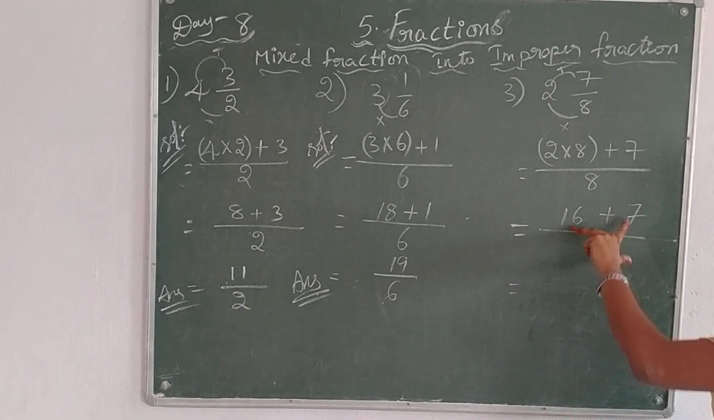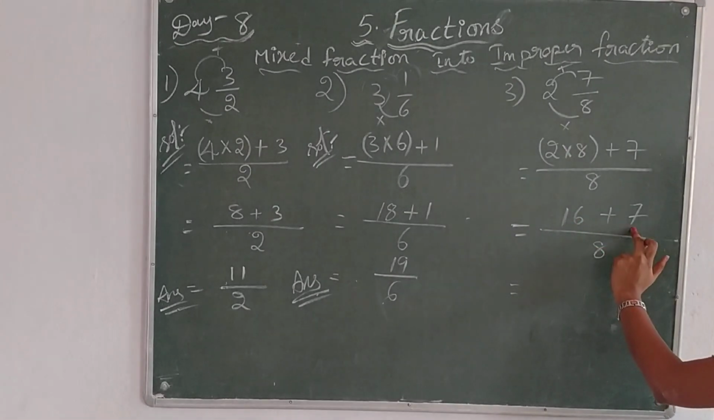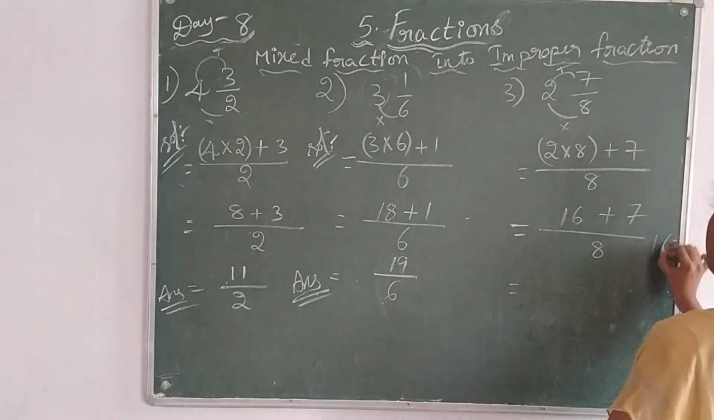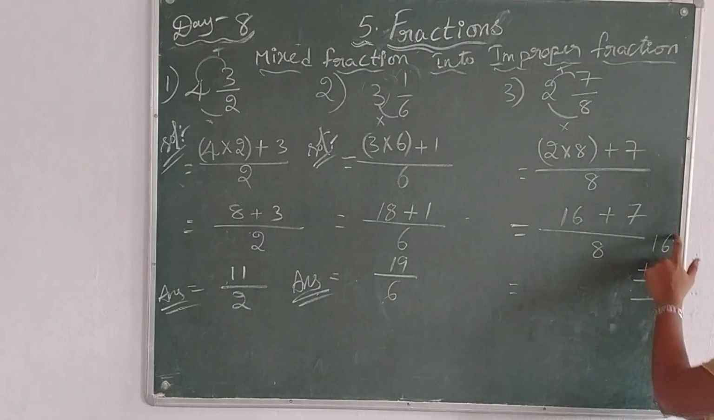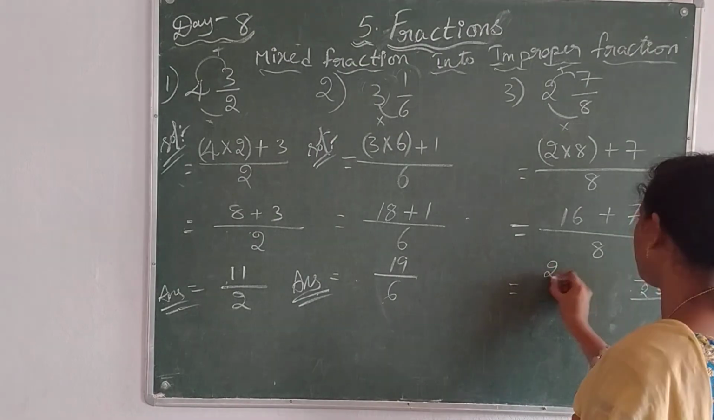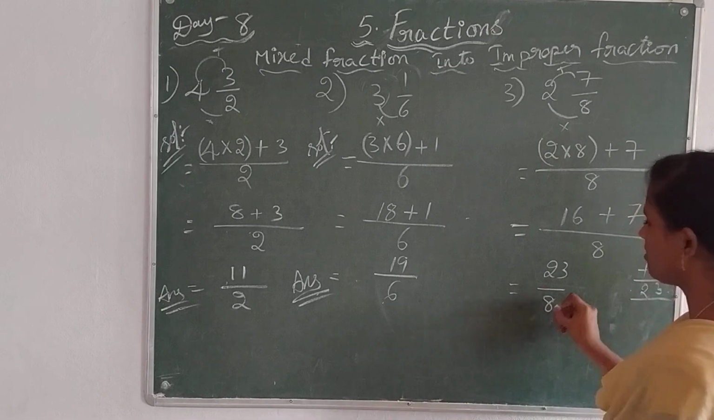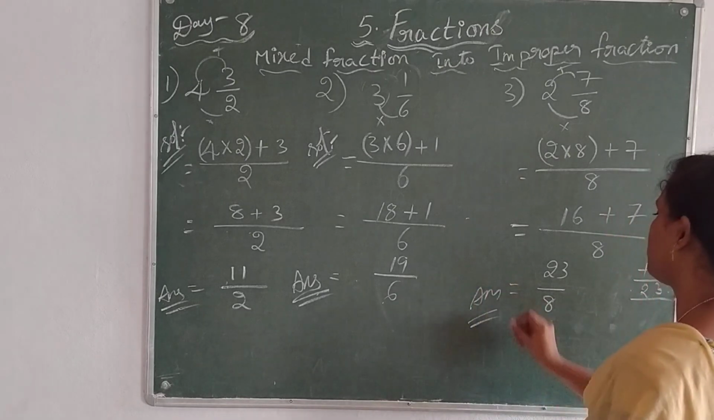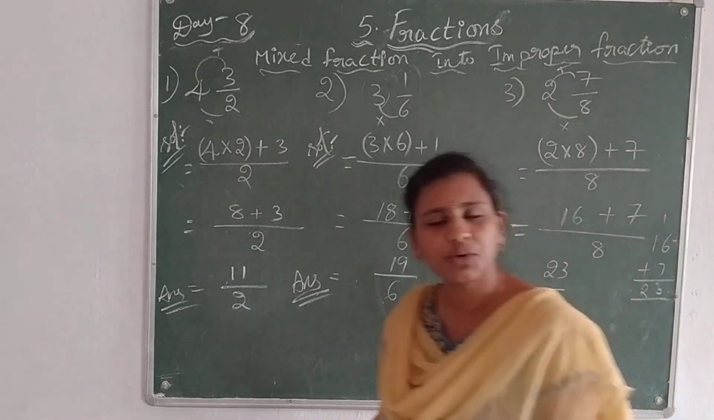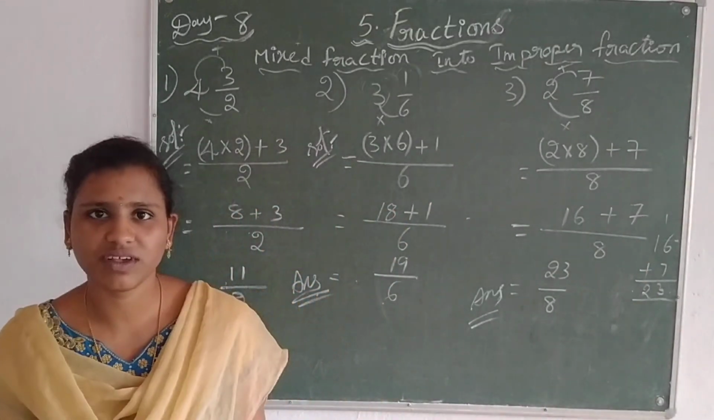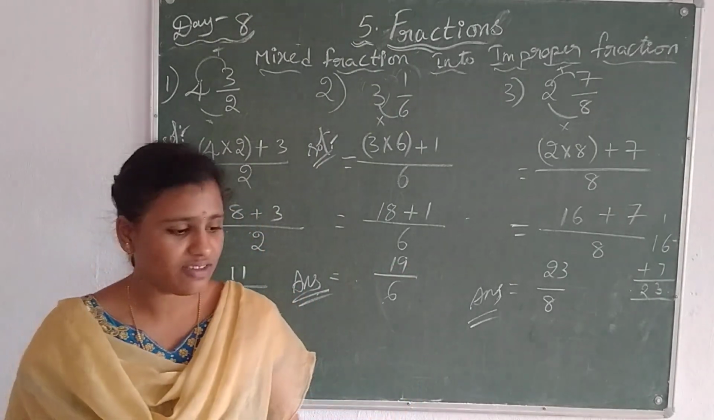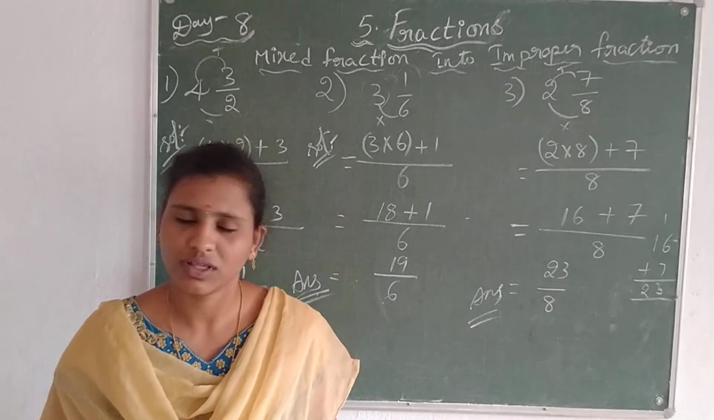Let's add these two numbers. 16 plus 7 is equal to how much? 23. Okay. 23 by 8. This is the answer of 2 7 by 8. I hope you understand today's class, and these types of sums are there in your textbook. All of you practice these sums and solve the textbook sums also. Thank you all of you.